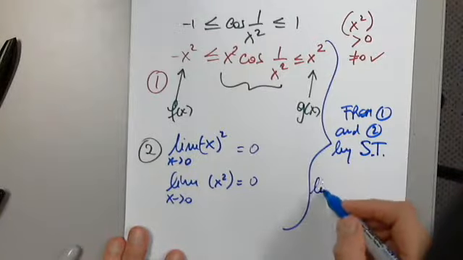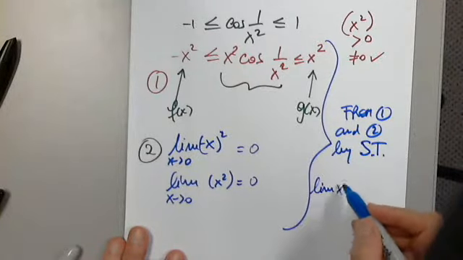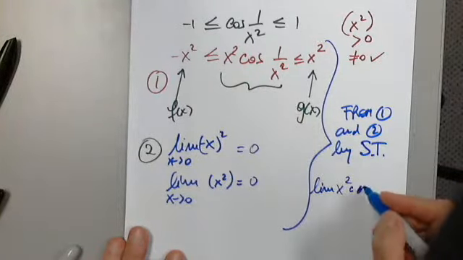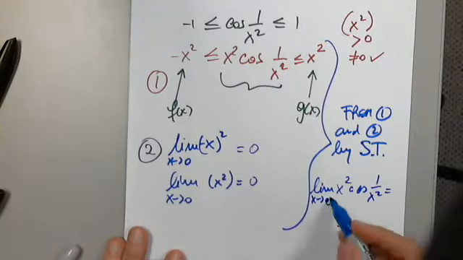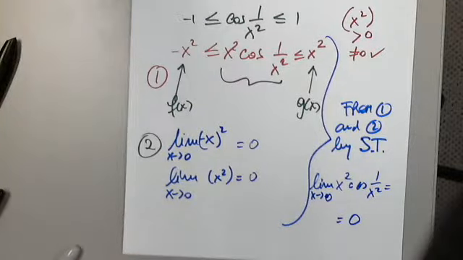The limit of cosine of 1 over x squared, the middle one, as x approaches 0 from either side must be 0. That's it. Because the function is squeezed between two functions, and the limits of those functions exist, and they are the same, and they equal 0.